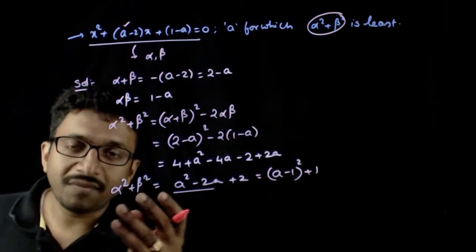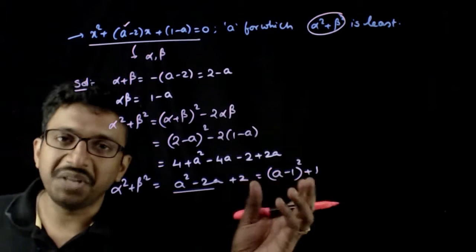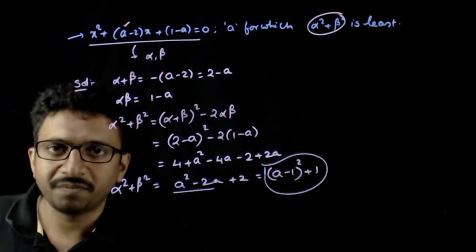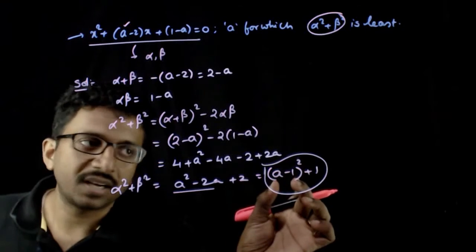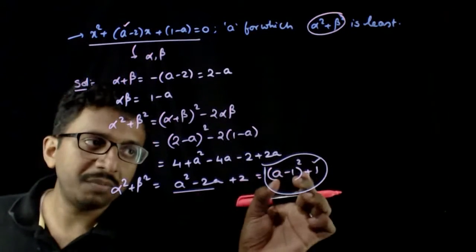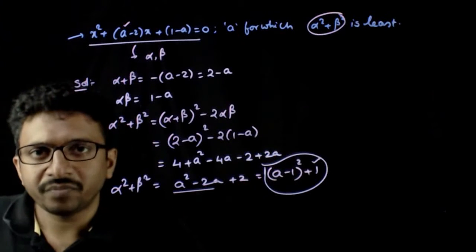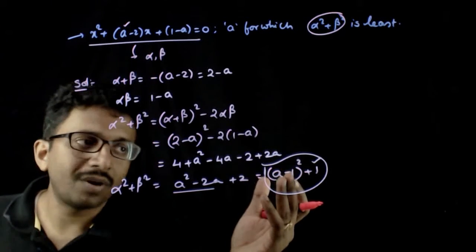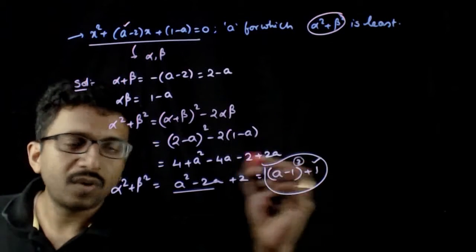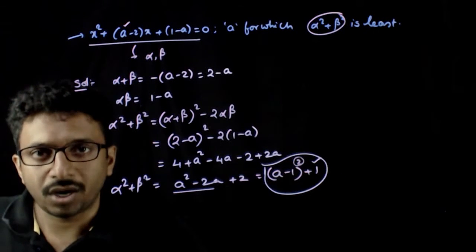So when will alpha square plus beta square be minimum? For what value of a will this expression be minimum? So in (a minus 1) whole square plus 1, the 1 is constant. So for this expression to be minimum, (a minus 1) whole square has to be minimum. What is the least value of (a minus 1) whole square? The square of a number is always non-negative.